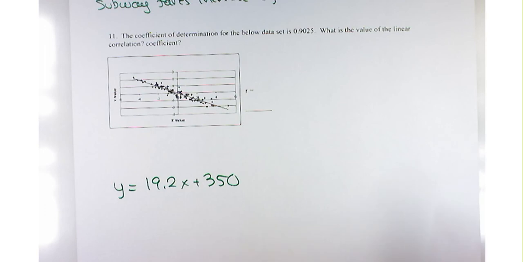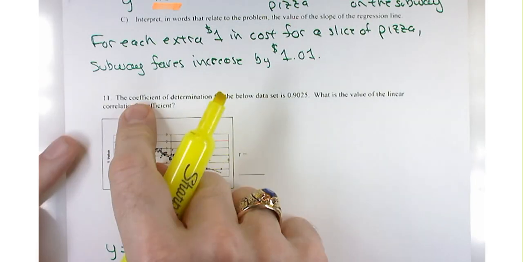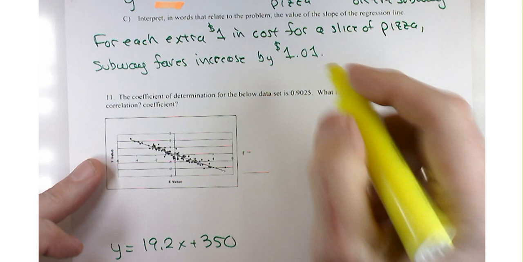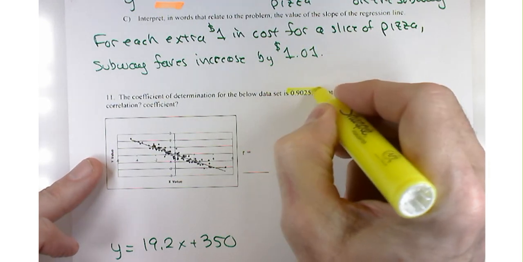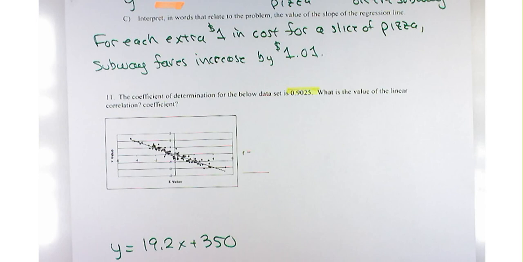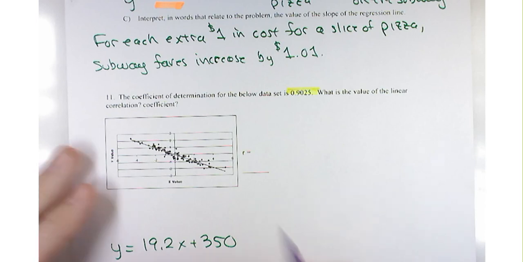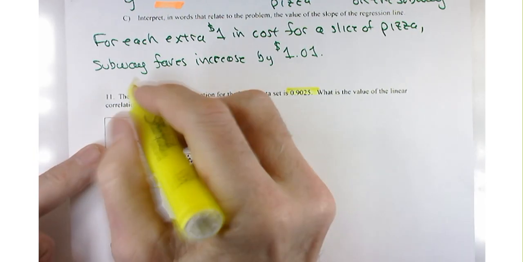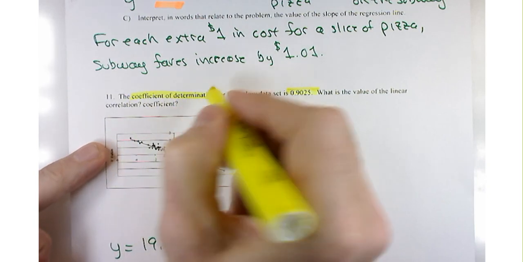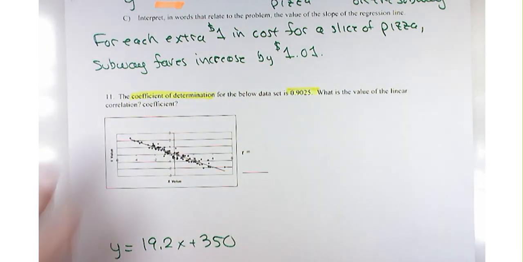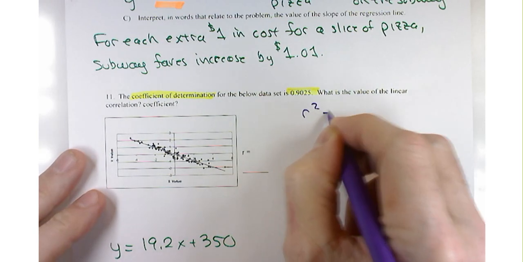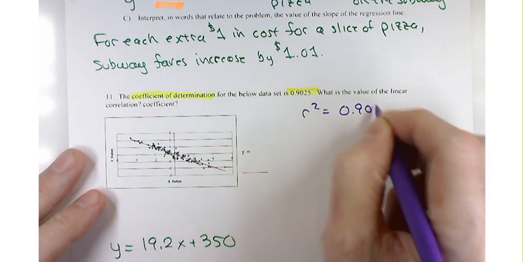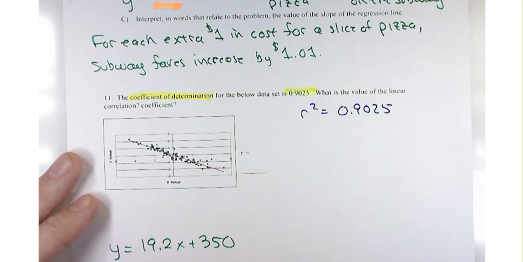Okay, last one here. Coefficient of determination below is 0.9025. This is coming directly off of your in-class regression assignment. Coefficient of determination, does anyone remember the notation for that? What would you see it listed as in the output on StatDisk? R squared. So what I've got is R squared equals 0.9025.